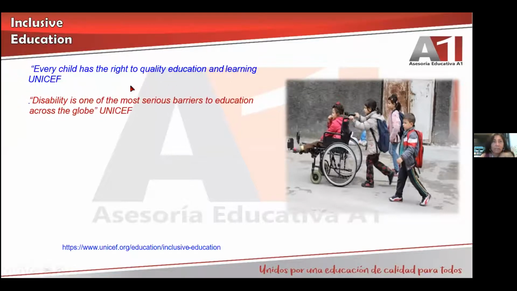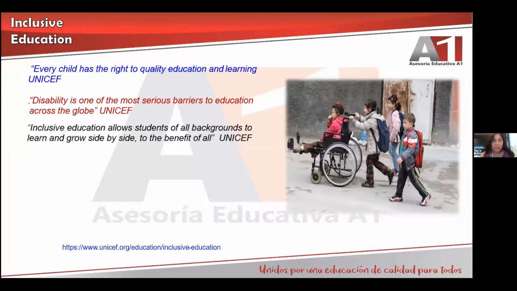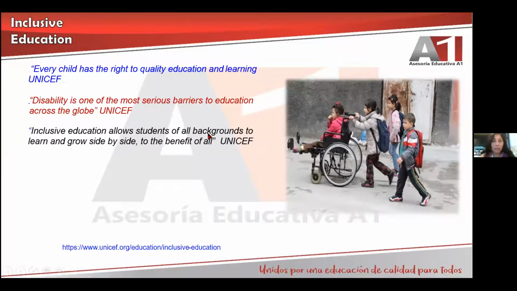And another one: disability is one of the most serious barriers to education across the globe. So in our position as parents, as community, as citizens, as teachers, guides, coaches, don't put any more barriers in education. Education is for everybody. What else? Inclusive education allows students of all backgrounds to learn and grow side by side, to the benefit of all. In diversity, there is beauty and there is strength.